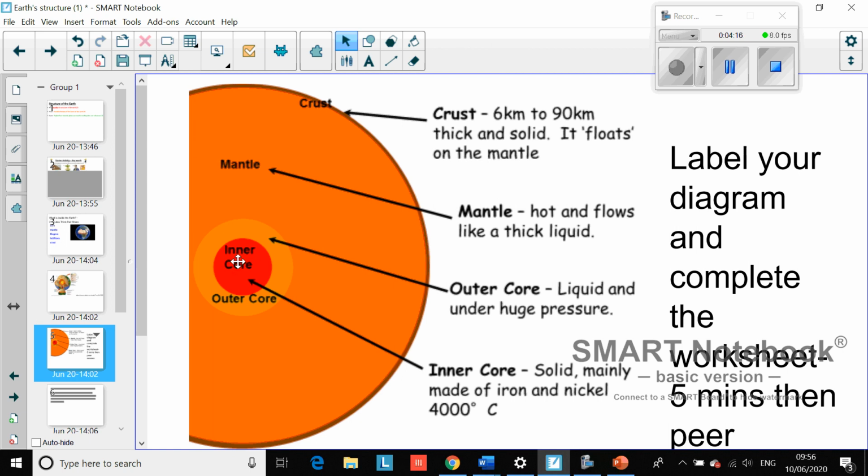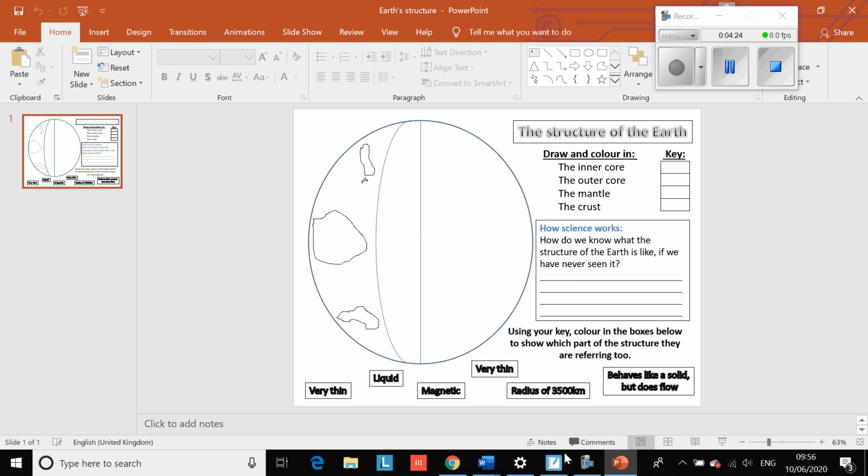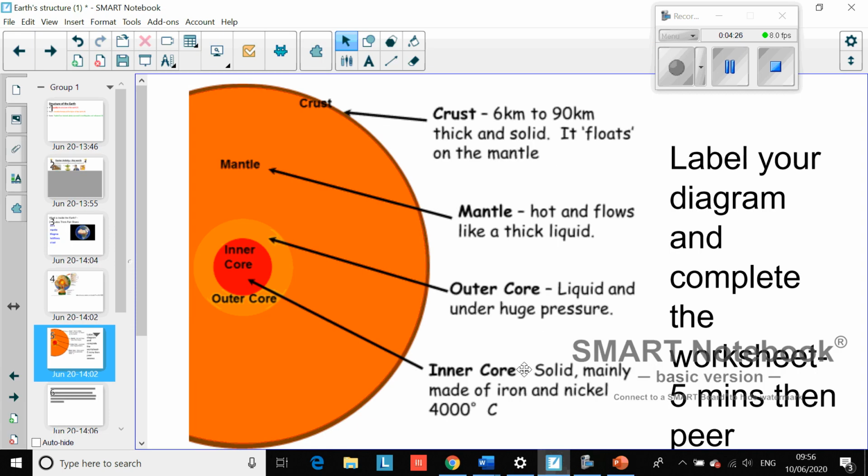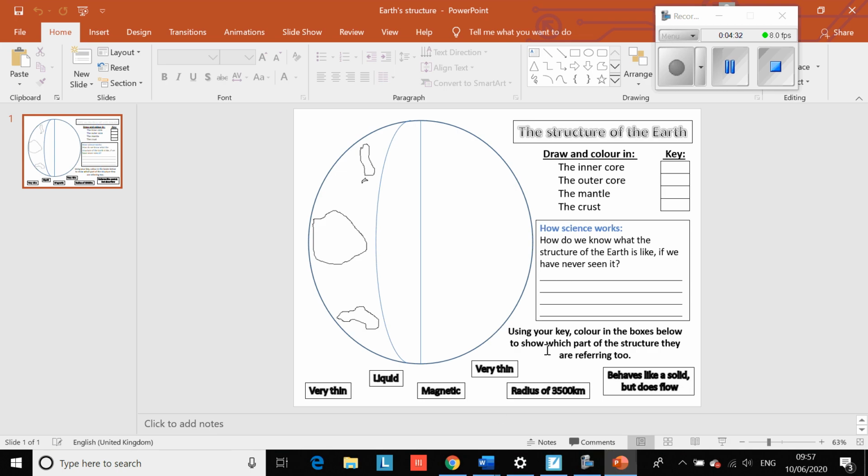Okay, so what you need to do now is draw this into your book, or draw it directly onto the sheet, but you need to add all of these labels. In a moment you're going to pause the video and do that, and then using your key, color the boxes to show which parts of the structure they are referring to. For example, which part is a liquid, which part is very thin, which has a radius of about 3,500 kilometers. I said 4,000, but you get the idea. So have a think about that. The video should also help you.